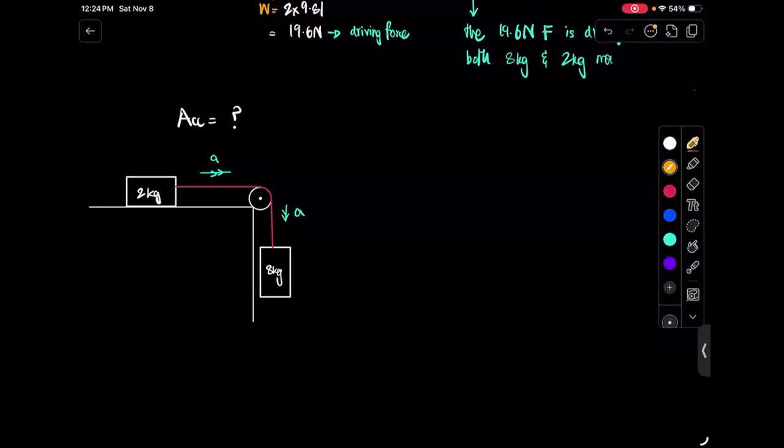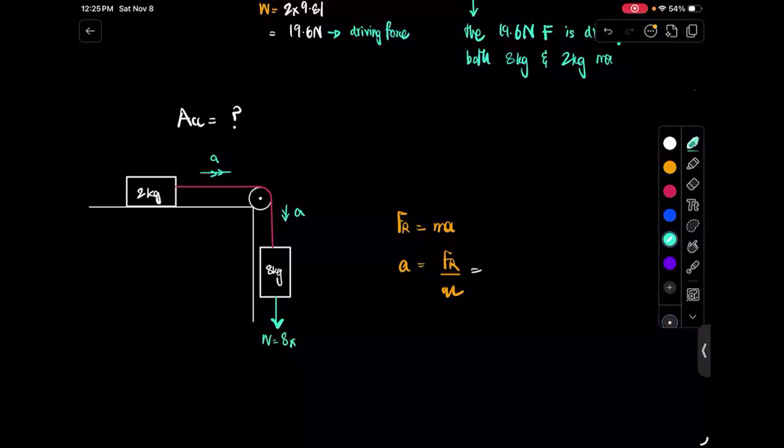Now, what is the driving force? Resultant force equals ma, so the acceleration is just Fr divided by mass. What is the resultant force? There is only one driving force in the entire system. It is the weight of this box, because it's hanging, and that means it's going to pull everything along with itself. What is the weight? 8 times 9.81.